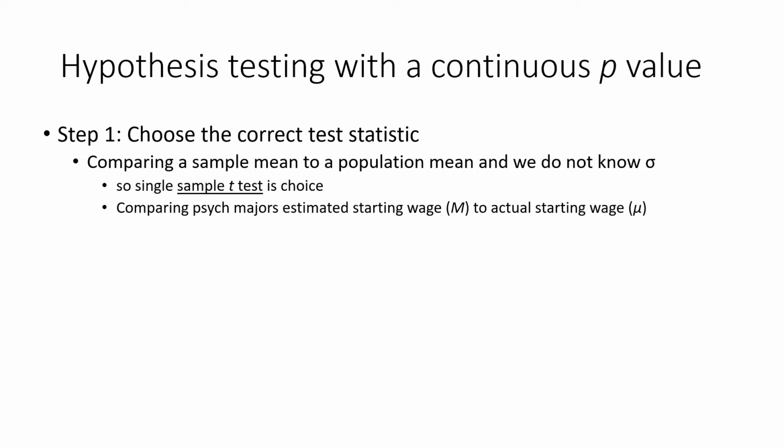Specifically in this scenario, we are comparing psychology majors' estimated starting wage, which is a sample mean. So we're going to collect a sample of people, a sample of psychology majors. We're going to ask them what they anticipate their expected starting wage will be. We're going to compute their mean, and then we're going to compare that to the actual starting wage of psychology majors for this population. And that would be mu.